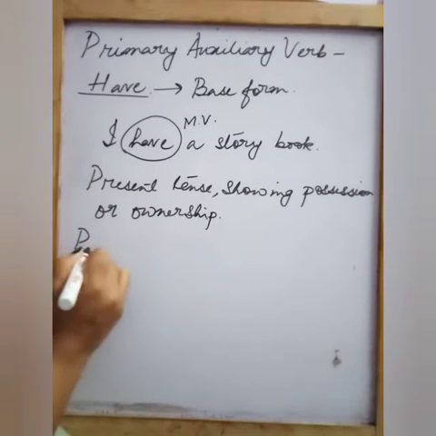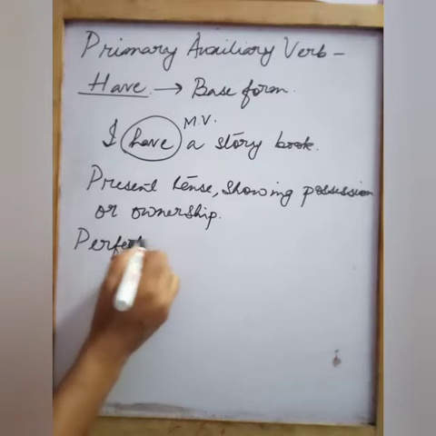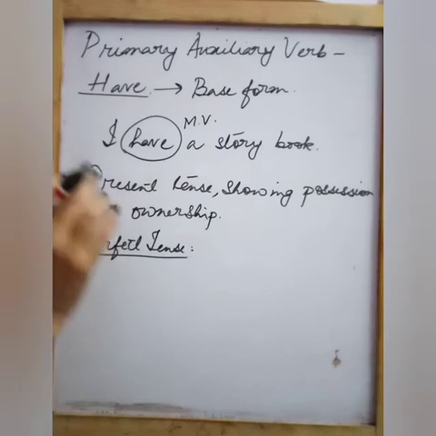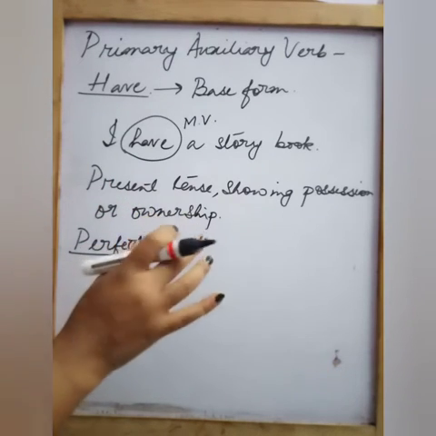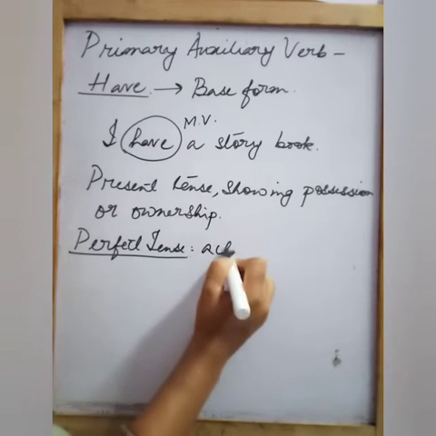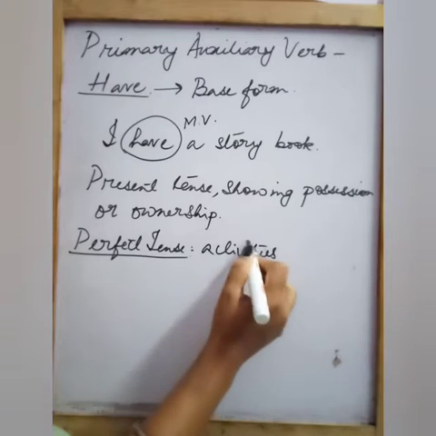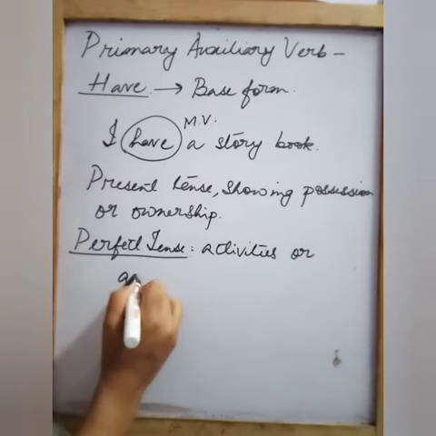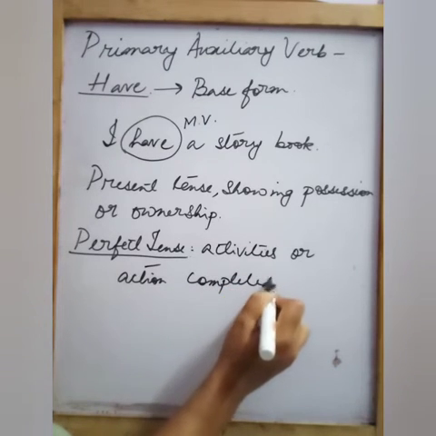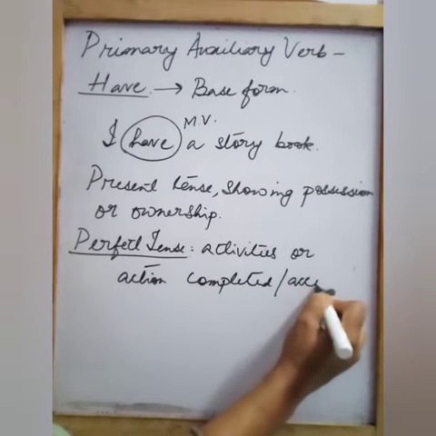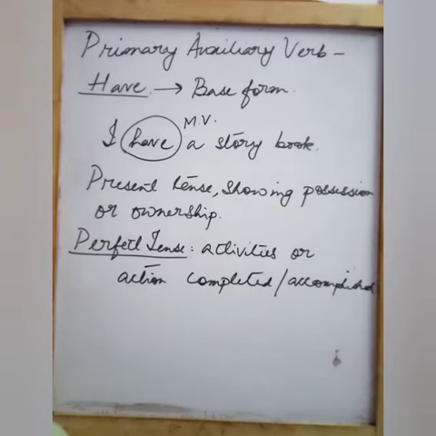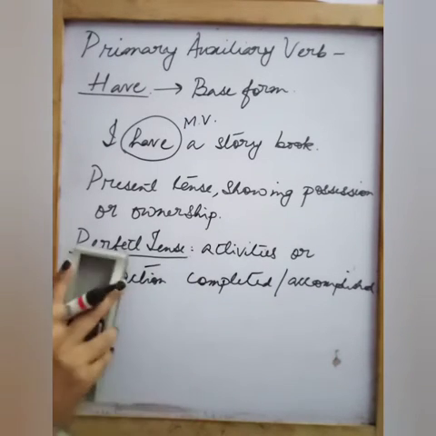Now, perfect tense. When we do tenses, I will explain perfect tense in detail, but for this purpose, let us know what perfect tense is. Perfect tense is used for activities or actions which have been completed or accomplished. They are used for what? Activities or actions completed or accomplished. Fine. This is the use of perfect tense. Now, I'll give some examples for perfect tense.